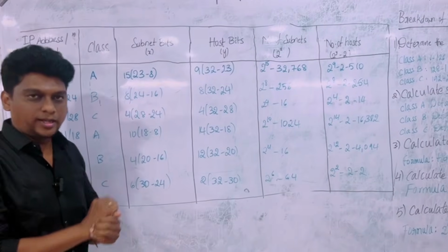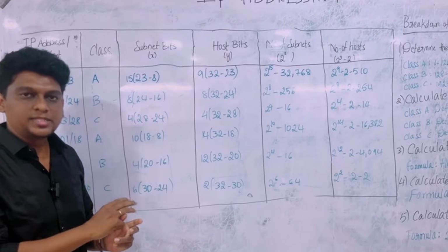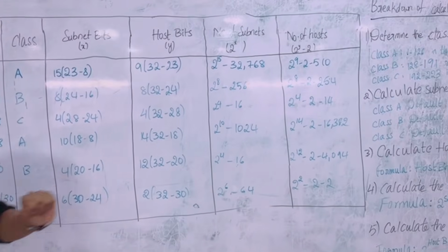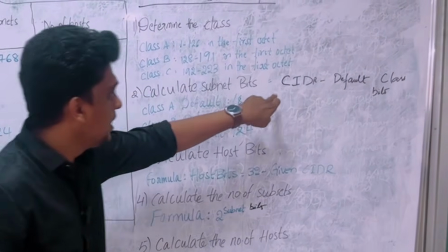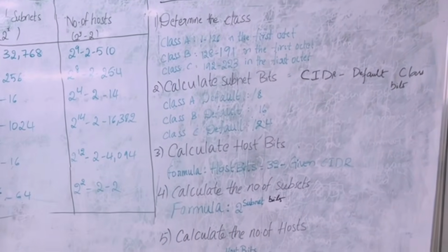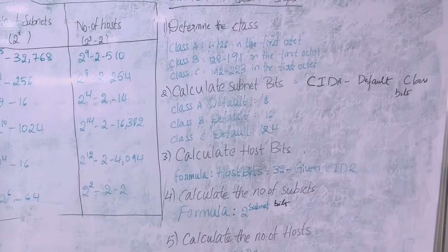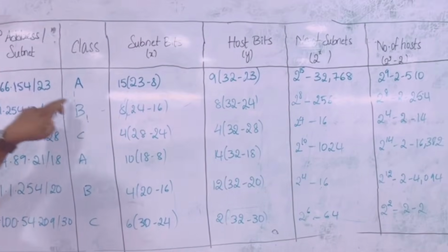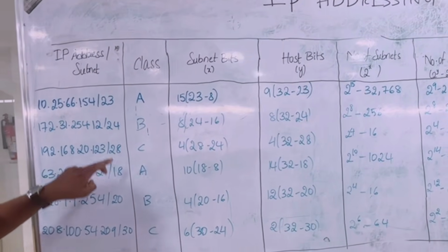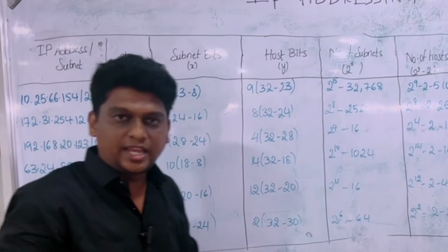Next we are going to calculate the subnet bits, the bits required for subnetting. How do we calculate the subnet bits? We have a formula: CIDR minus default class bits. CIDR means classless inter-domain routing. It will be given in terms of slash 23, slash 24, slash 28. These represent the CIDR.